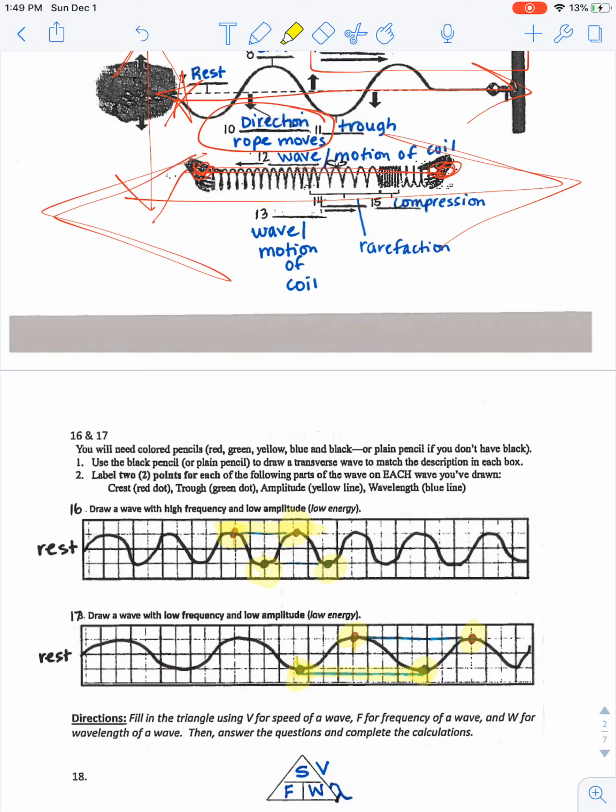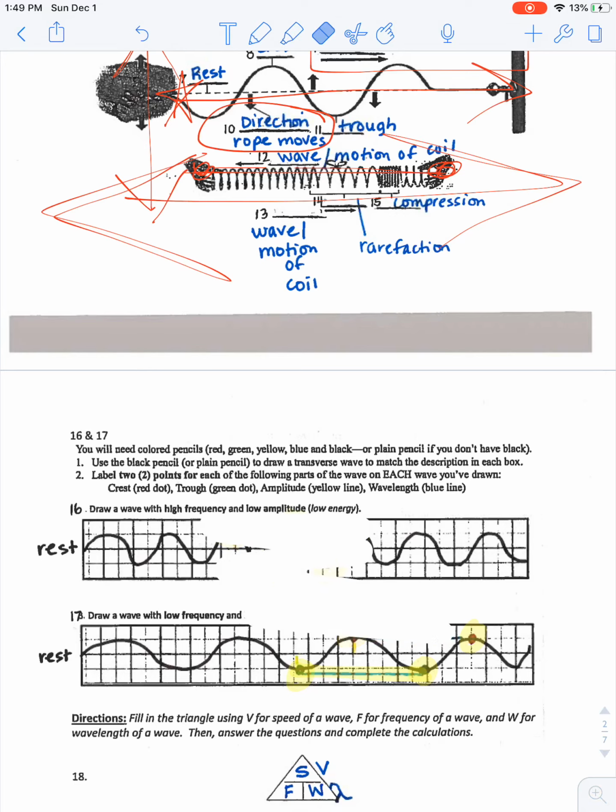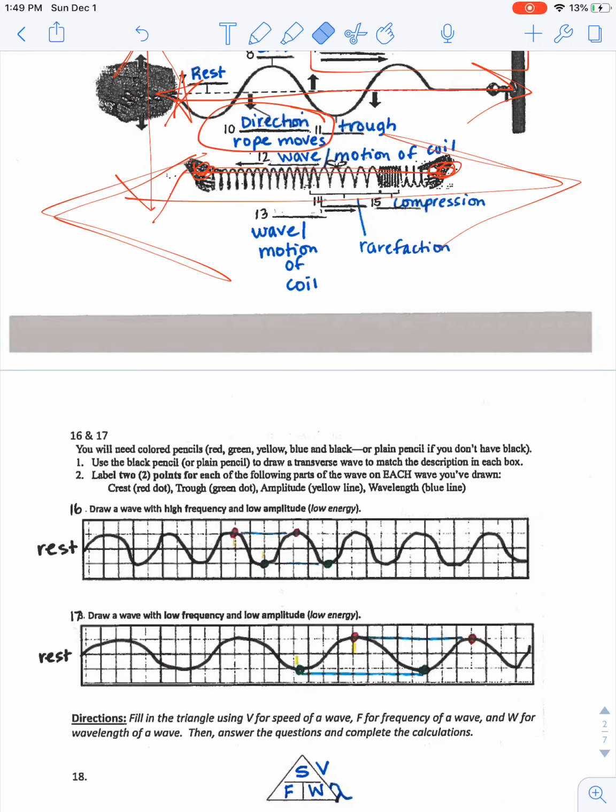And then the amplitude is kind of hard to see, so I'm going to erase this. And the amplitude here is this yellow spot. That is rest to crest, or rest to trough, rest to trough, rest to crest.